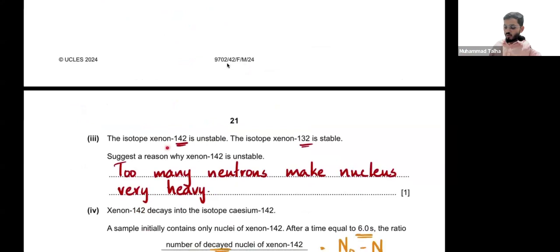The isotope xenon-142 is unstable. The isotope xenon-132 is stable. Suggest why xenon-142 is unstable. As you can see, it has a greater nucleon number, which is probably why it's unstable. It has too many neutrons, which make the nucleus too heavy.